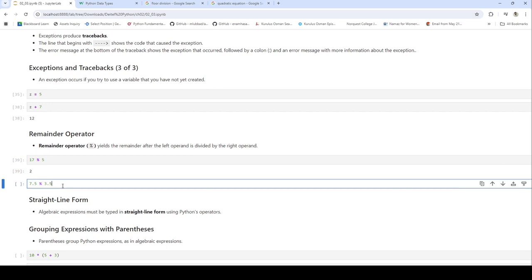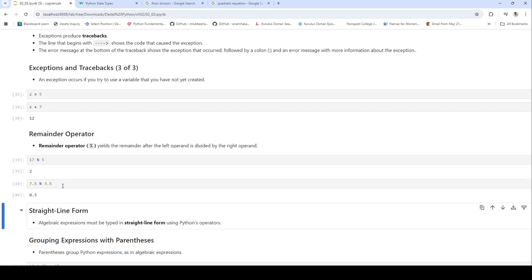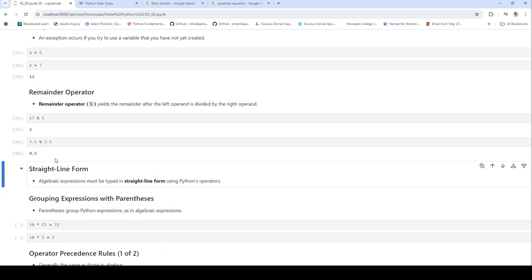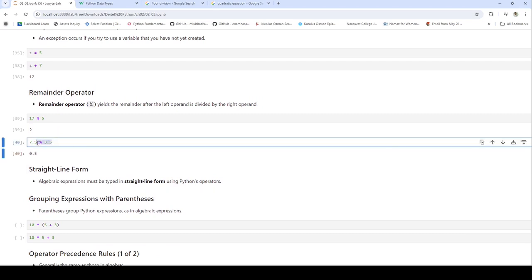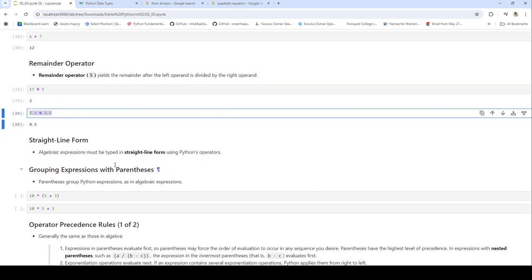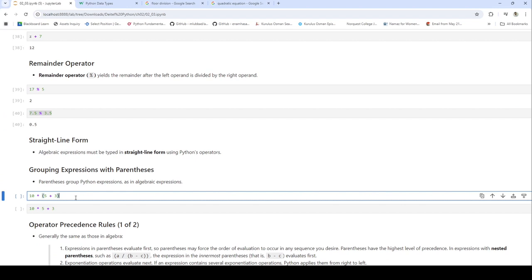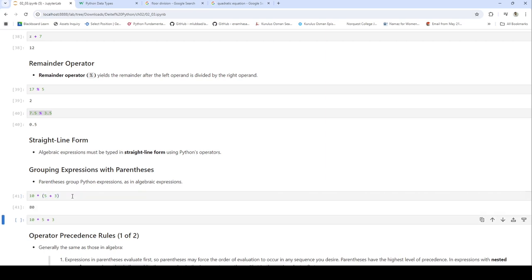What happens in this case if you divide 7.5 by 3.5? We know that 3.5 times 2 is 7, so the remainder should be 0.5. One thing you notice here is that we always write the arithmetic expression in a straight-line form using Python operators. We can group expressions with parentheses, for example, if I want this mathematical operation to be done before the result is multiplied by 10. So this is how I would do it.